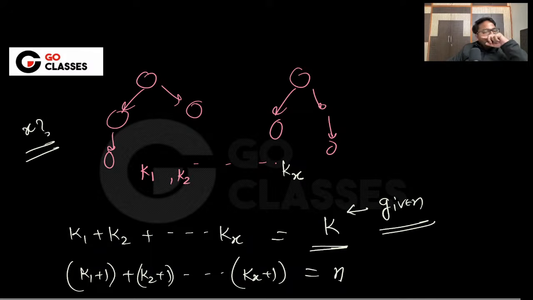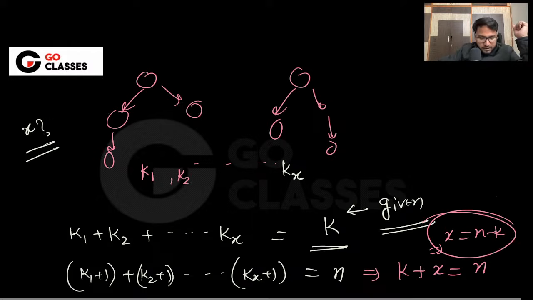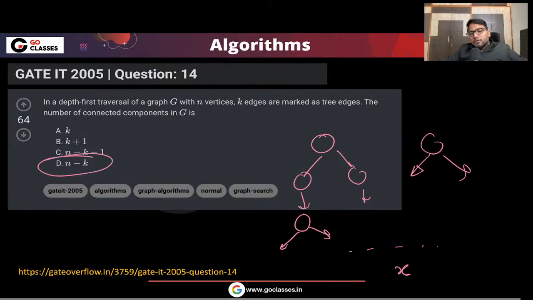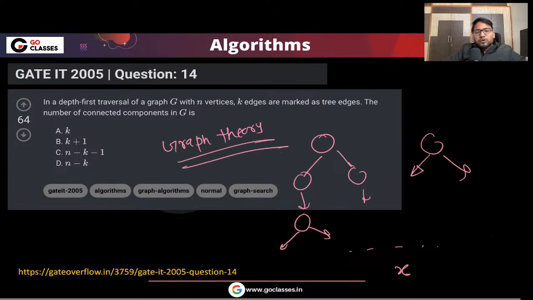So if you see here, 1 plus 1 plus 1 and so on is nothing but x. So k1 plus k2 plus up to kx is nothing but capital K, plus x, and that equals n. They have asked about x, which is n minus k. So there are n minus k components. Easy, but a nice question. It is a famous property in graph theory. I'm 100% sure you must have seen this, right? This is a famous theorem, or famous property, in graph theory.